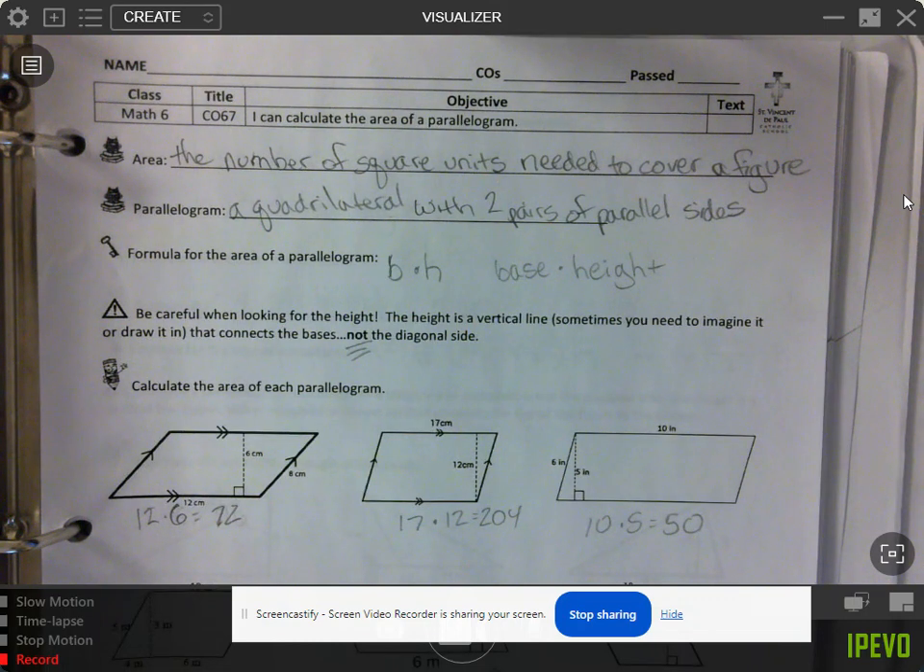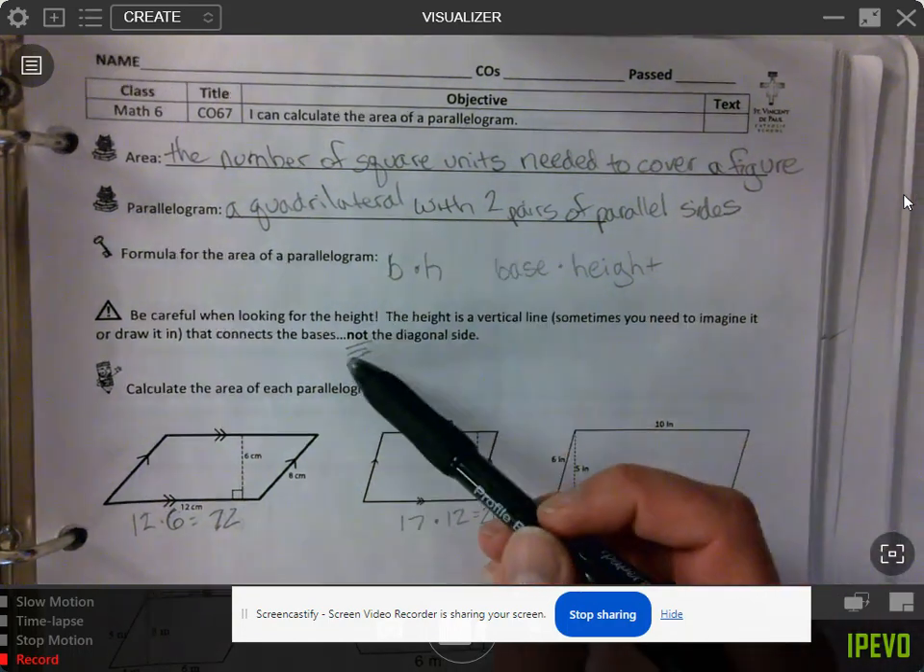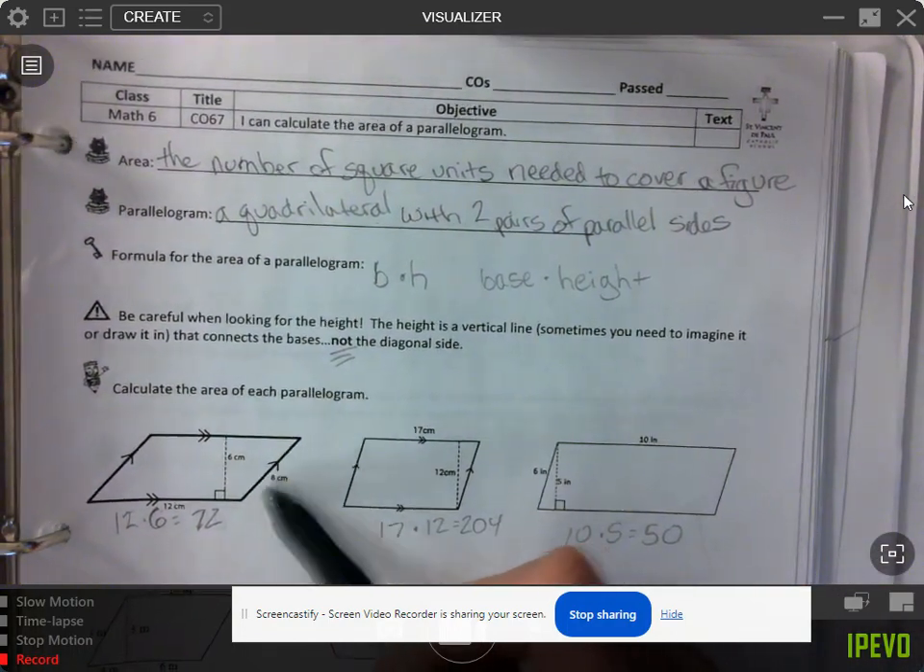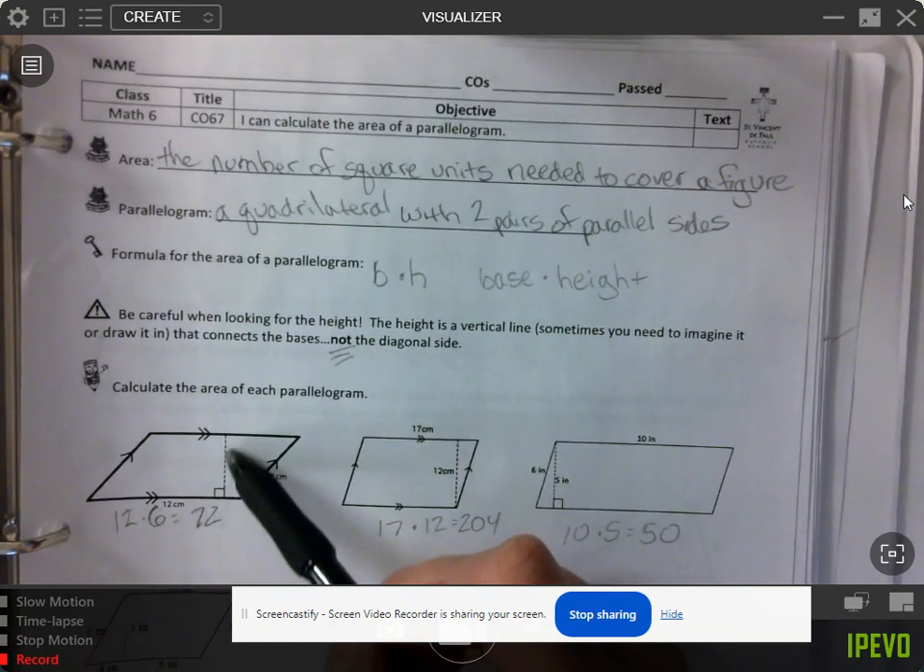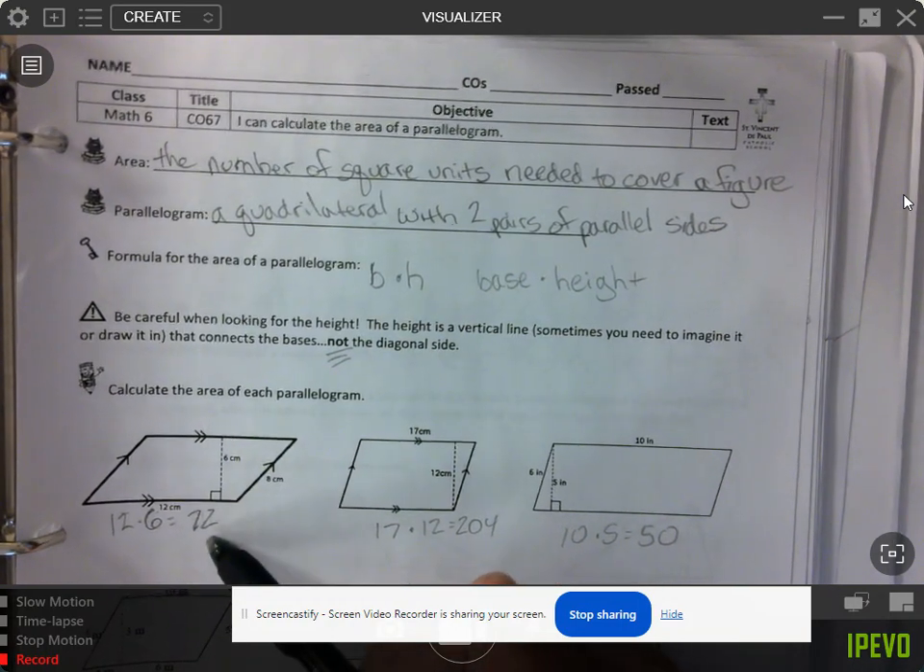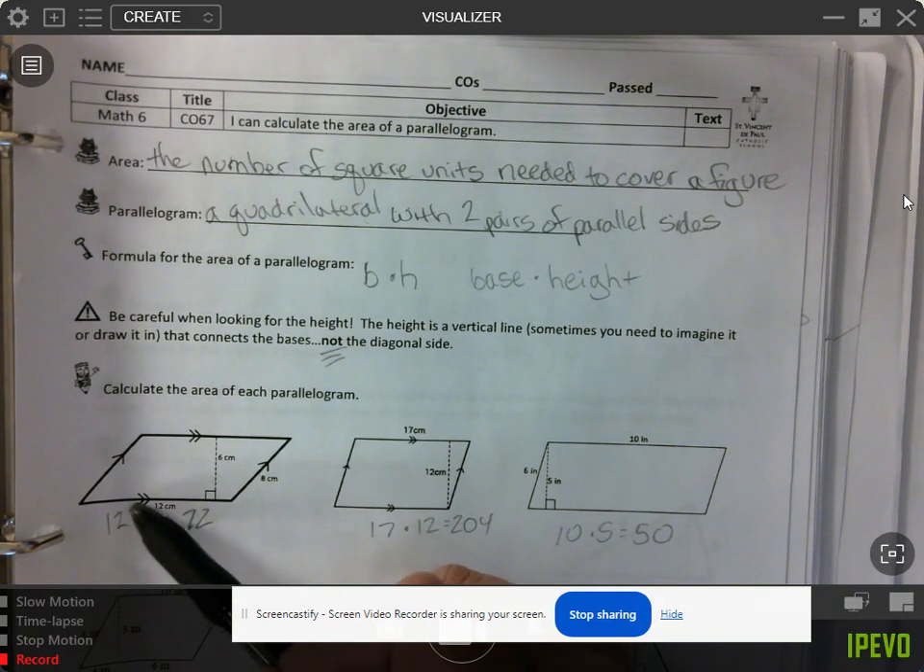Morning. Today we are correcting CO67, calculating the area of a parallelogram, remembering that it is different than the area of the rectangle. Remember the rectangle, we were doing the length times the width, which is side times the side, right? But with the parallelogram, we don't want it to be this diagonal side. We want it to be the height, where it goes straight up from base to base times that length.